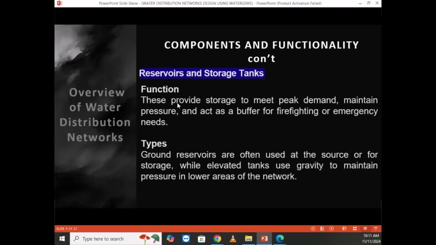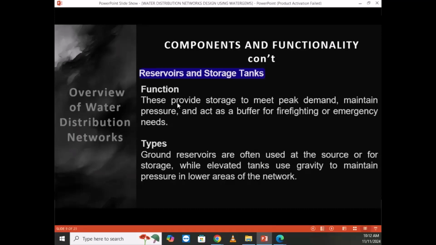Because while you are putting the tank, while you are giving the model the tank, they ask you the base elevation. If the base elevation is lower than the ground elevation, it will mean that your tank is underground. If it's somehow higher, it means that your tank is elevated.